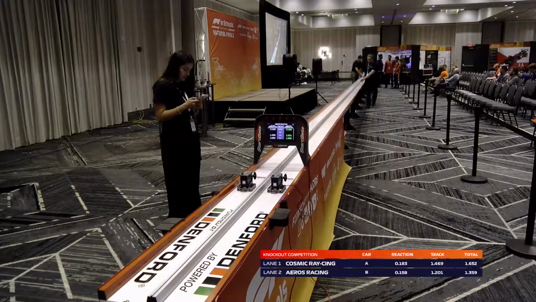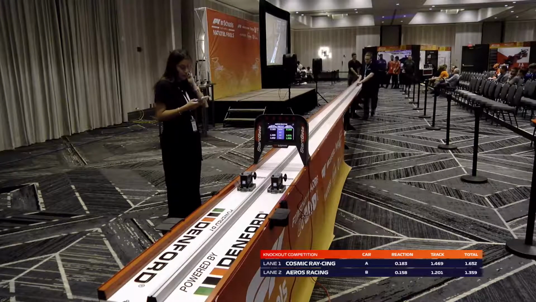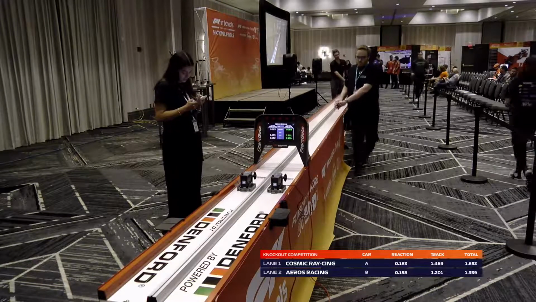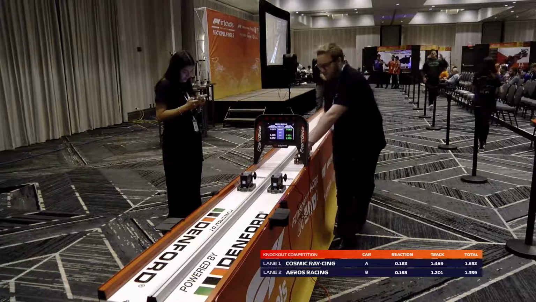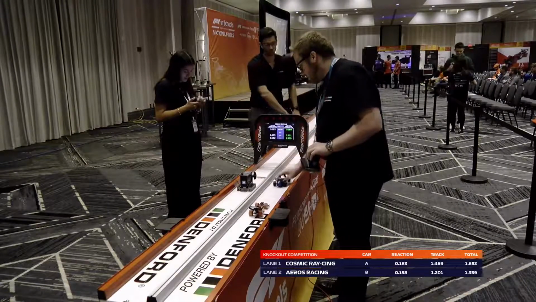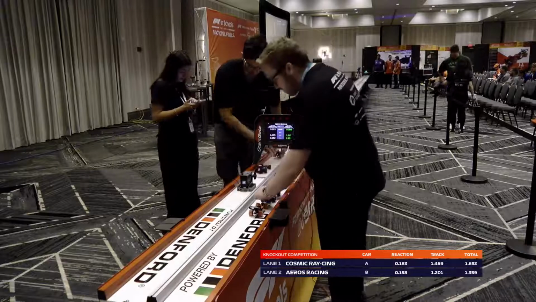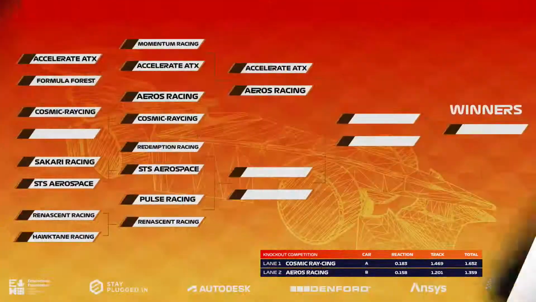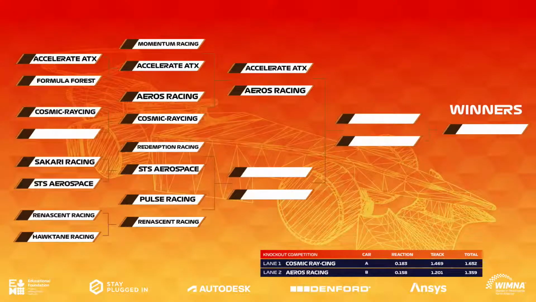As we set the cars for our next grid, we have Redemption Racing versus STS Aerospace. Redemption rated second with STS Aerospace Juno seeded 10th. Here in our brackets, it is Redemption versus Aero.